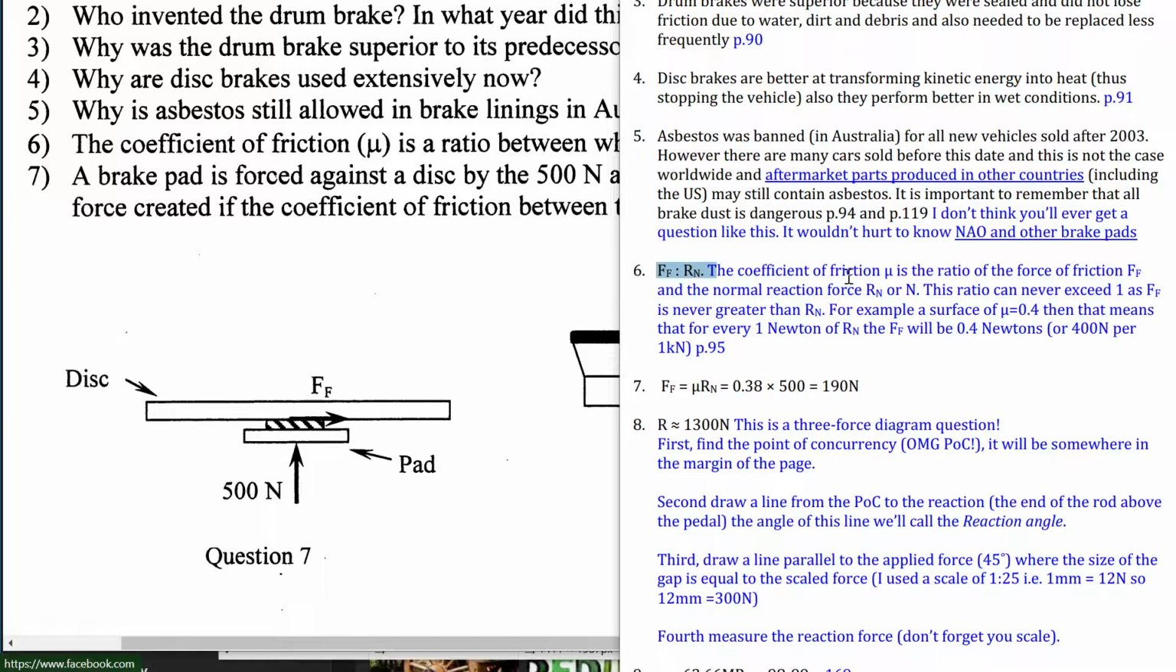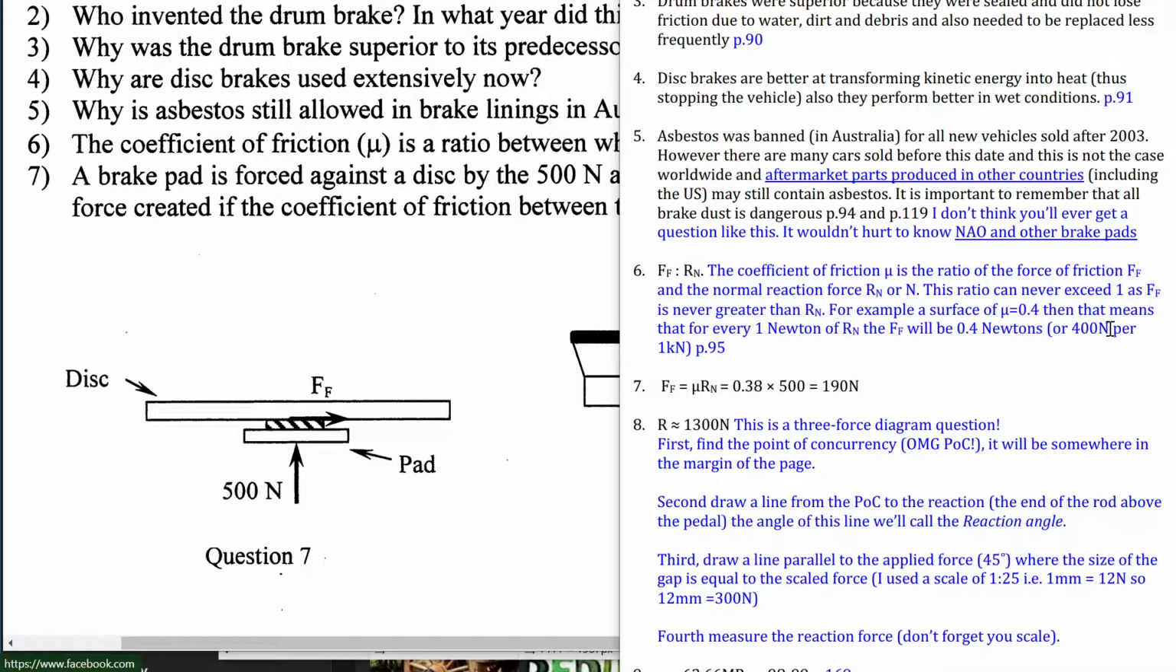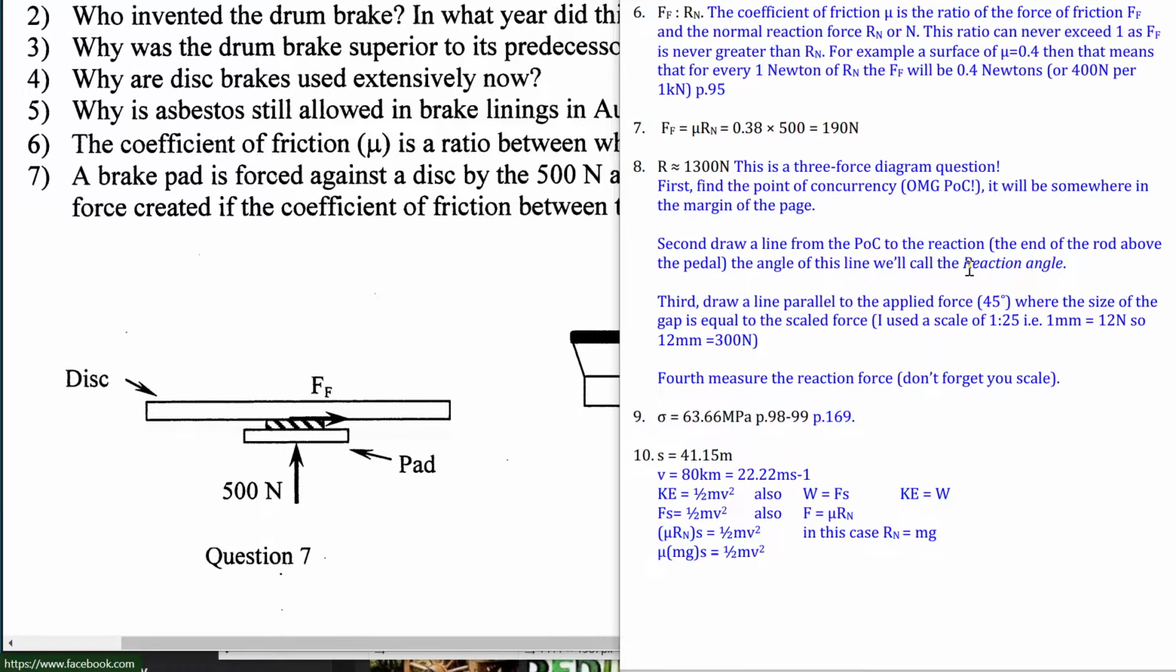I must have skipped a question about asbestos. Why is asbestos still allowed in brake linings in Australia? That's a good question. Asbestos was banned in Australia for all vehicles sold after 2003. However, many cars were sold before this date. This is not the case worldwide. Aftermarket parts produced in other countries, including the US, may still contain asbestos. It is important to remember that all brake dust is dangerous, and yeah, you don't need to know about how other brake pads' dust is dangerous, I don't think. Yeah, okay.